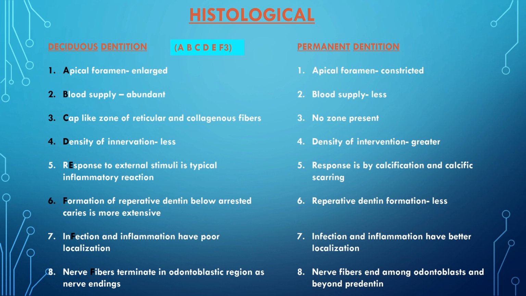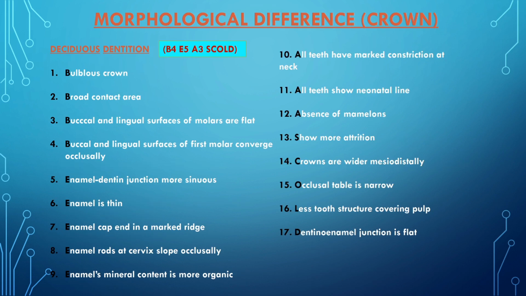The 3 F's stand for formation of reparative dentin below the arrested caries, which is more extensive; infection and inflammation, which is having poor localization; and nerve fibers which terminate in the odontoblastic region as nerve endings. Next is the morphological differences of the crown.